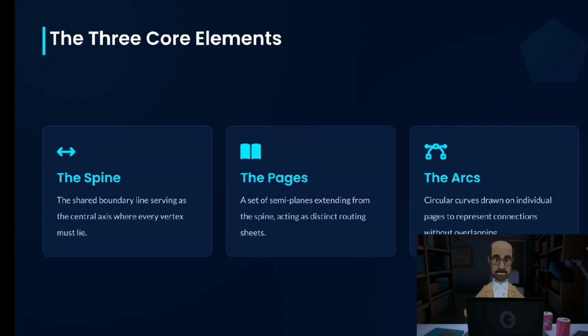And finally, we have the arcs. These are circular curves drawn on individual pages to represent connections without overlapping. Instead of straight lines crossing randomly, these neat curves ensure that everything connects smoothly on its designated page. Together, these three elements allow us to transition from a messy network into a highly organized structure. Let's move on to see the next section.